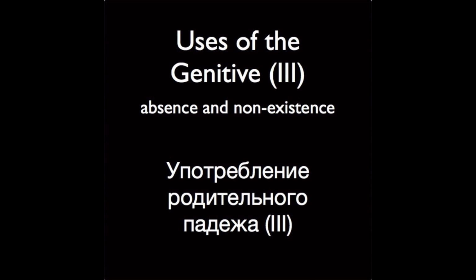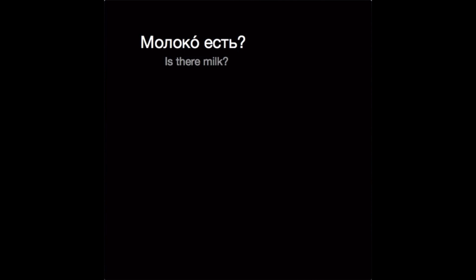Absence and non-existence. Sounds like some kind of philosophical treatise, but actually it's a basic and really important concept in the Russian language. We've seen how есть is used to say that something or someone exists or is present. Молоко есть? У Алёши есть машина?